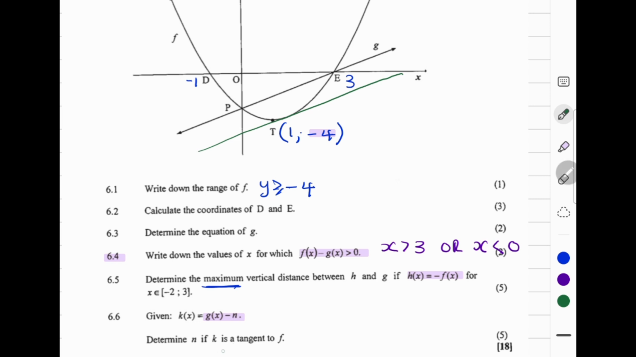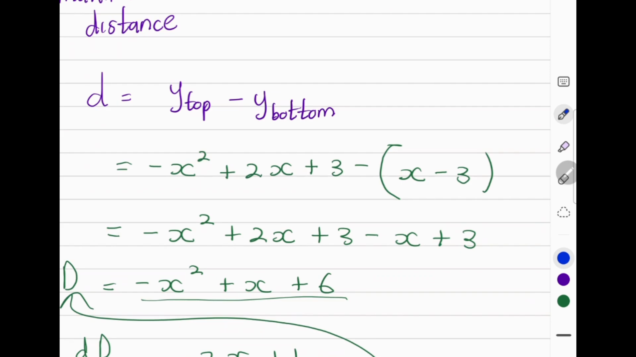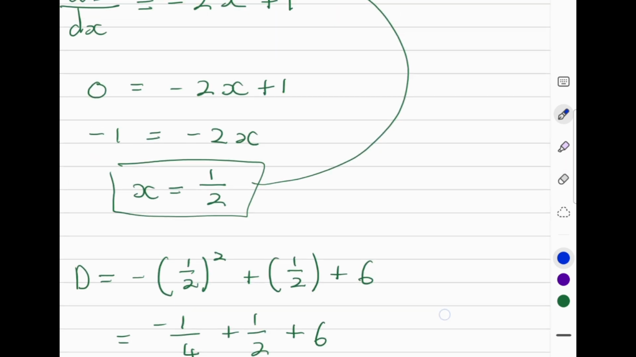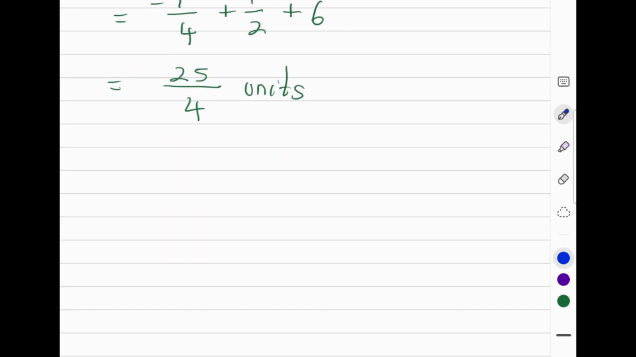Because we want to determine if k is a tangent to f. So now we want to determine how many units we should shift g of x down so that it is a tangent to f of x. To work out this question, I can use a concept called the nature of roots.